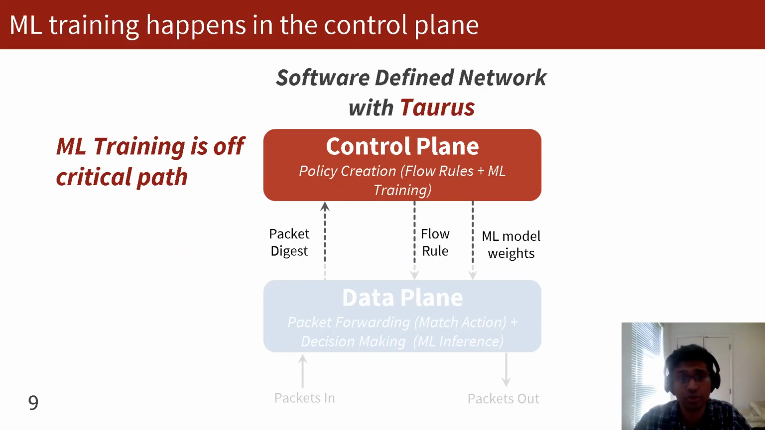So again, in our Taurus network, we split up our training and inference processes, and the ML training is going to happen off the critical path. So we can let it live in the control plane. And in that control plane, we can train models and use different ML accelerators. The control plane can take state and telemetry data from the network and retrain and update these models.